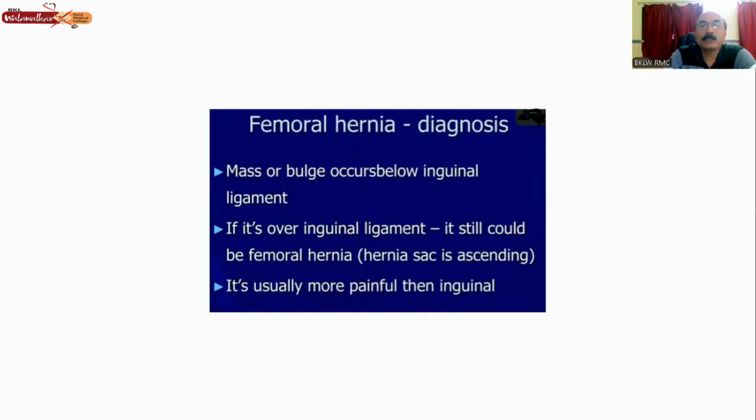Now, there is a mass or bulge which is below the inguinal ligament, and initially the mass or bulge starts below the inguinal ligament. So this will give a clue that it could be a femoral hernia. Later on, it can come over the inguinal ligament if the hernia sac is ascending. It's usually more painful than inguinal because of the short space there.